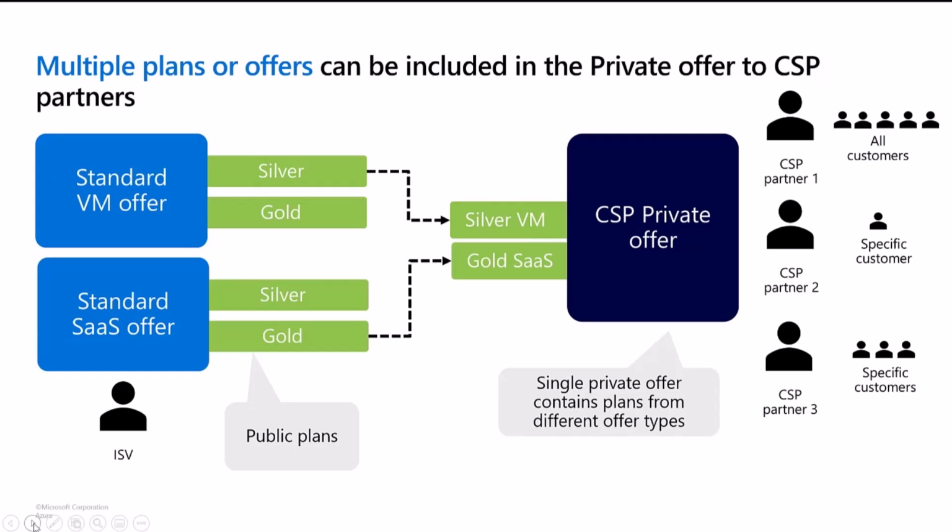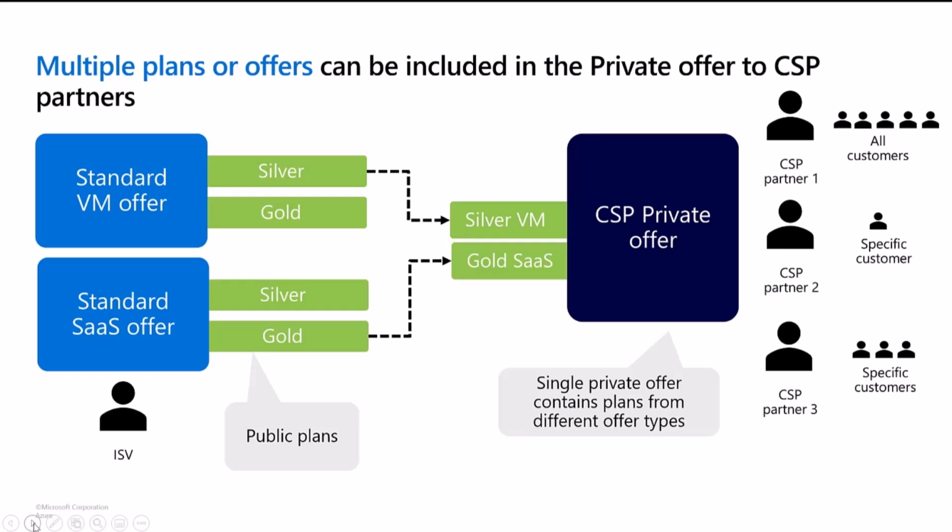And this scenario is showing that a single private offer can combine plans from different offer types. In this scenario, an ISV has 2 published transactable offers in our marketplace. One is a virtual machine offer, the other is a SaaS offer. They have 2 different plans each.